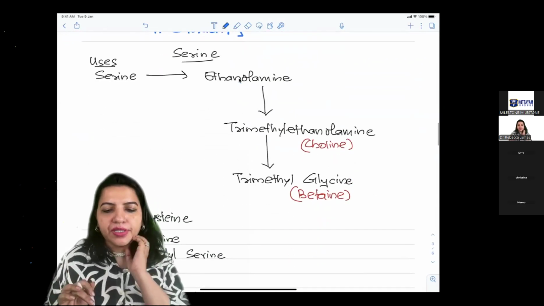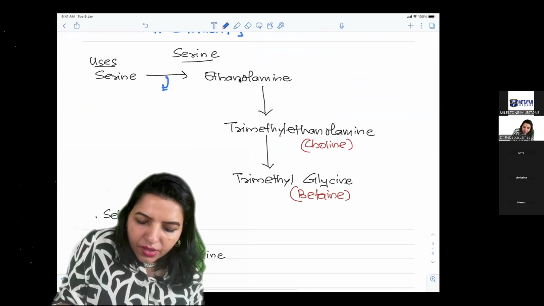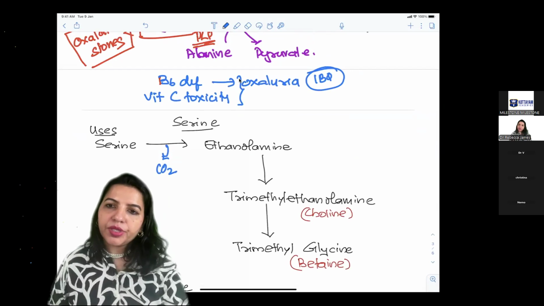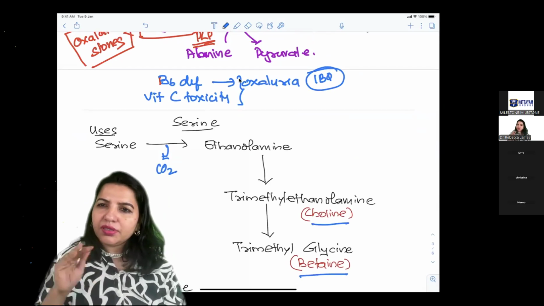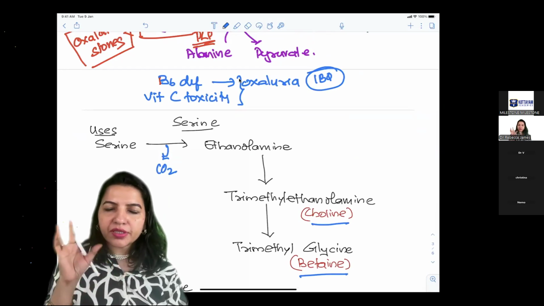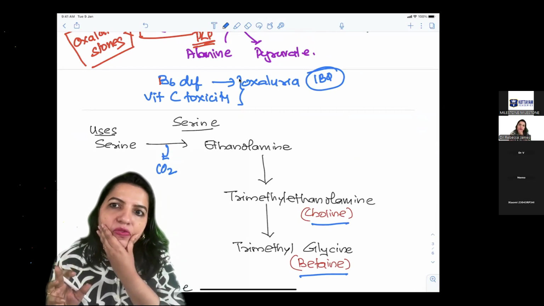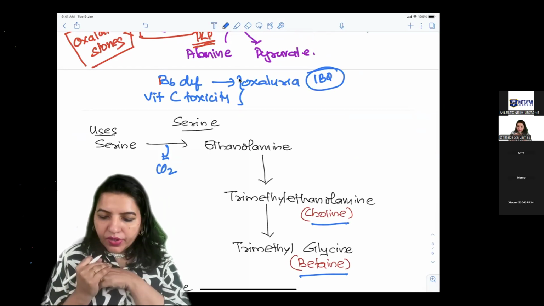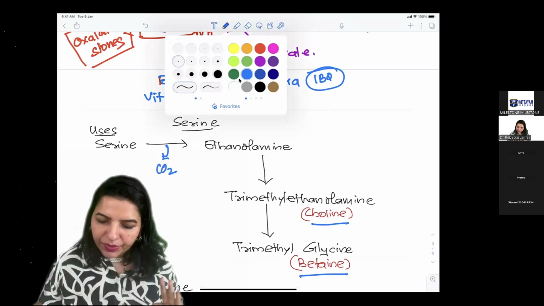Then coming to serine. Serine has many products. One is serine on decarboxylation gives ethanolamine. Then from this we'll get choline and betaine. Just know that name. You don't have to learn this pathway. No need to learn that. Just learn dumbbell. Dumbbell is also the shape of oxalate stones. So serine has ethanolamine, choline, and then betaine.